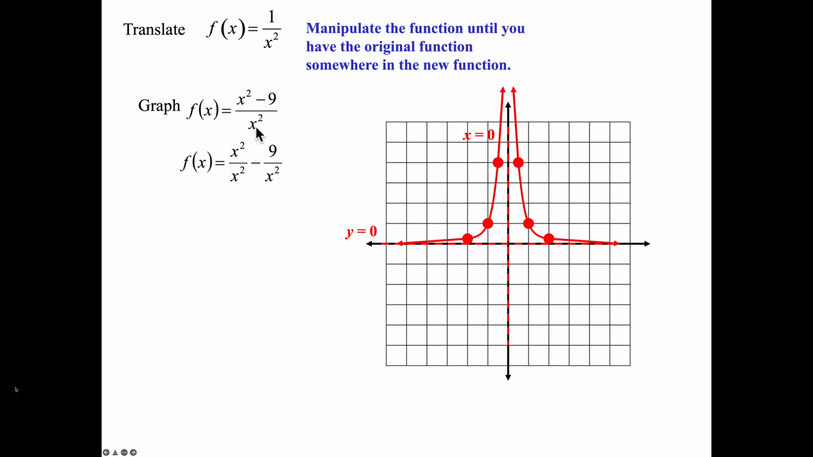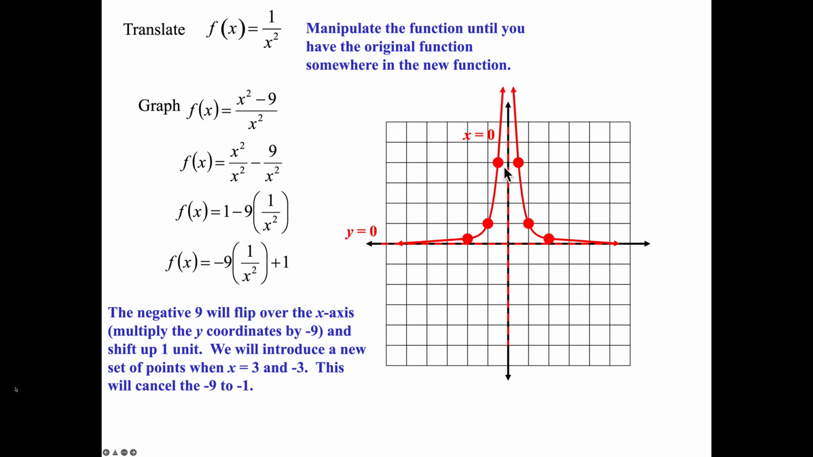So what you do is, because there's just one factor in the denominator, we manipulate it by writing it as 2 fractions. So x squared over x squared becomes a 1. And then we'll have minus 9 times 1 over x squared. Now, what's bad about this is multiplying by this 9 is going to do a vertical stretch. And because it's a negative 9, we got to flip it over the x-axis. And then when we're all done, then we have to move everything up by 1. So there's the negative 9. So that means you have to go to all your points and multiply your y coordinates by a negative 9. And then when you've done that, you shift them up 1.